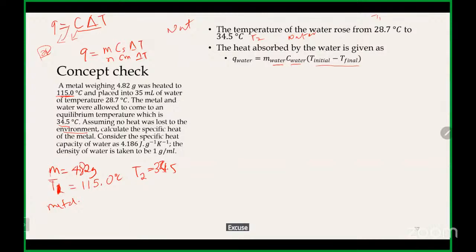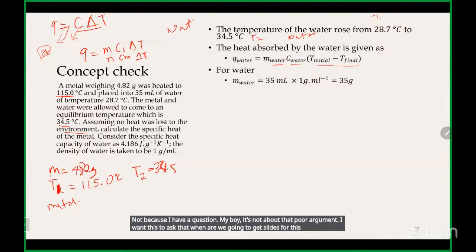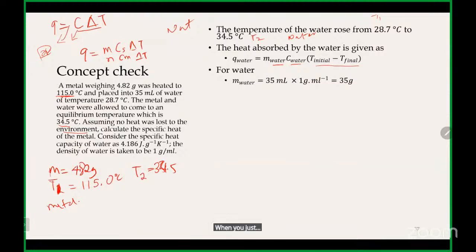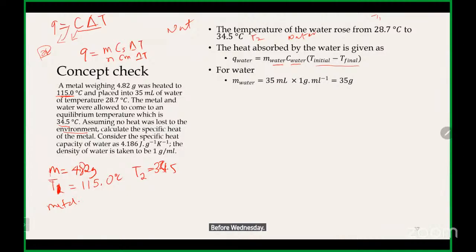Excuse me, ma. Go ahead. Ma, it's not about what we're doing. I wanted to ask, when are we going to get the slides for this class? You get it when you get it. We didn't get the one for the last class. I said you will get it when you will get it. You will get everything. You will get this thermochemistry together. I'm teaching two parts, and then entropy. You get the thermochemistry before Wednesday. Okay, ma. Thank you, ma.